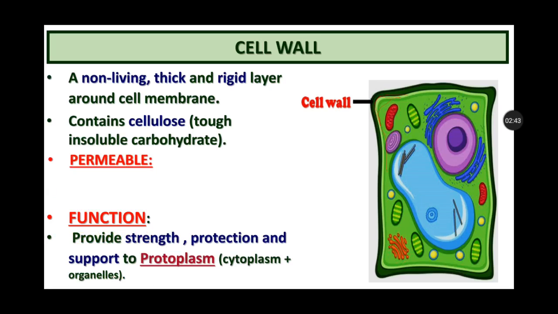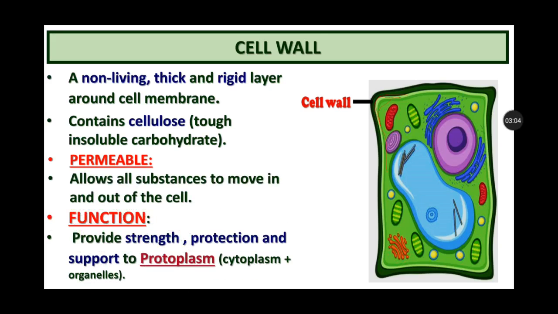One more thing is that the cell wall is permeable, unlike the cell membrane. We learned that the cell membrane is partially permeable. It doesn't allow the movement of all molecules into and out of the cell, but the cell wall is permeable. It means that it allows all substances to move into and out of the cell easily.